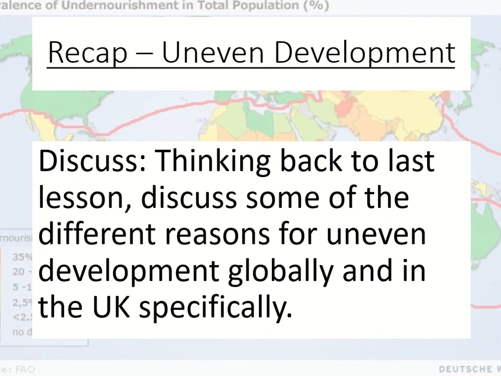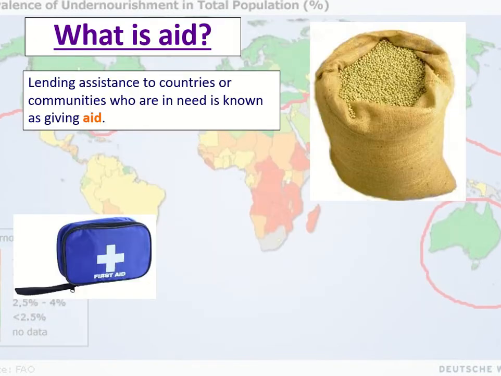Okay, so we're going to start by giving you a definition of what aid is. Aid is when you lend assistance to a country or a community, so it can be within that country as well, who is in need. Now, when it comes to uneven development and some of the problems associated with it, you'll know that those communities that have that issue are in need. They need something to help resolve their issue, and aid essentially is giving assistance in some form.